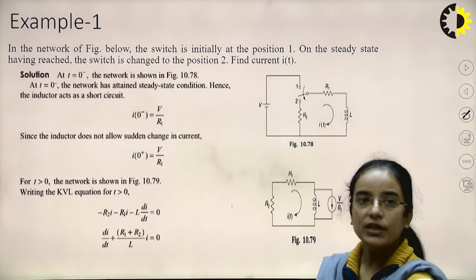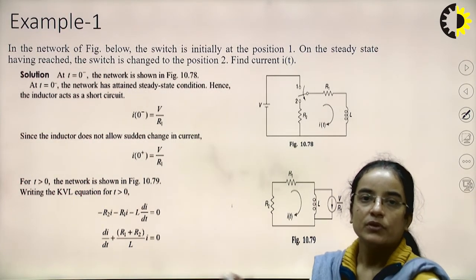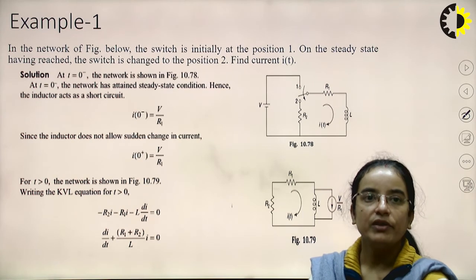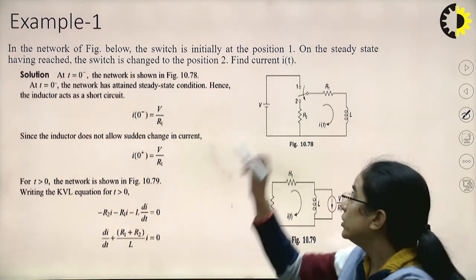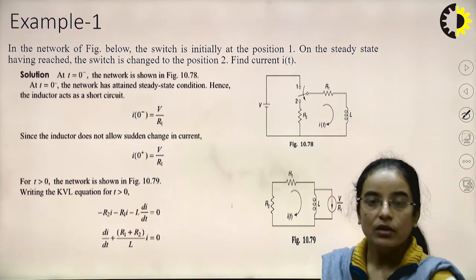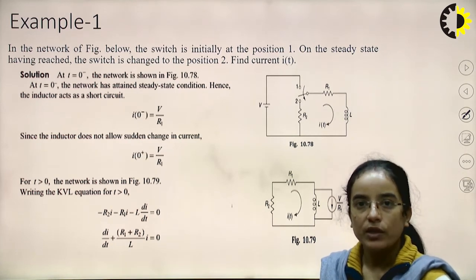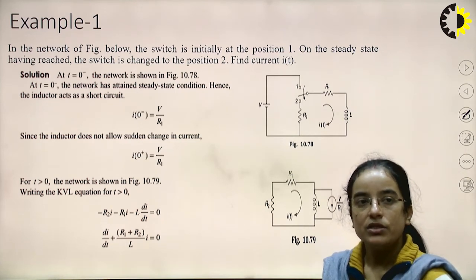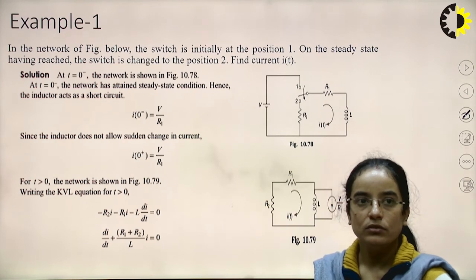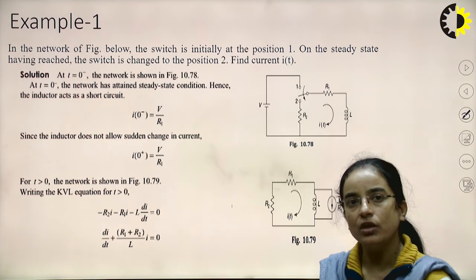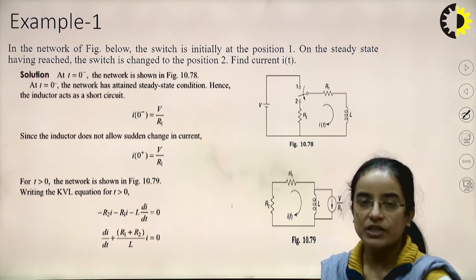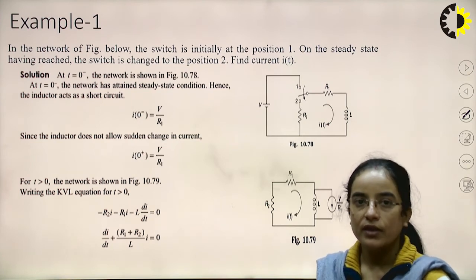So this is the example. Here what is given is that in the network, the switch was initially at position 1. Two positions are marked here. The switch was initially at position 1, and after steady state was reached, the switch position has been changed to position 2, from 1 to 2. Now find the current I(t).